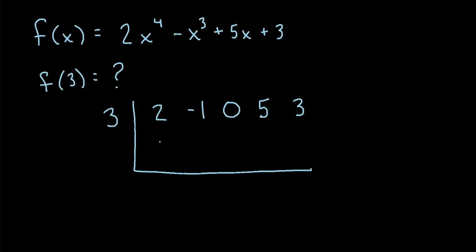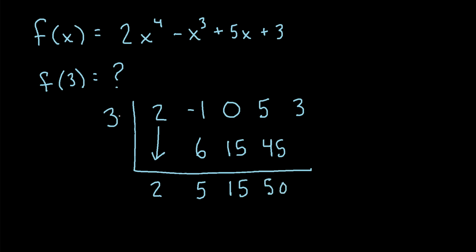So we can use the same process as the previous example. Let's bring down the 2. We'll say 3 times 2, that's 6. We can write that right here. Negative 1 plus 6 is 5. 3 times 5 is 15. 0 plus 15 is 15. 3 times 15 is 45. 5 plus 45 is 50. 50 times 3 is 150. And then lastly, we have 3 plus 150 is 153.